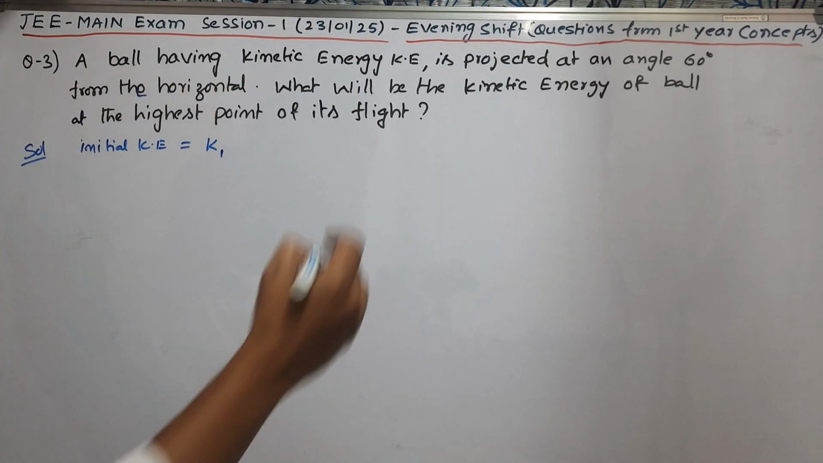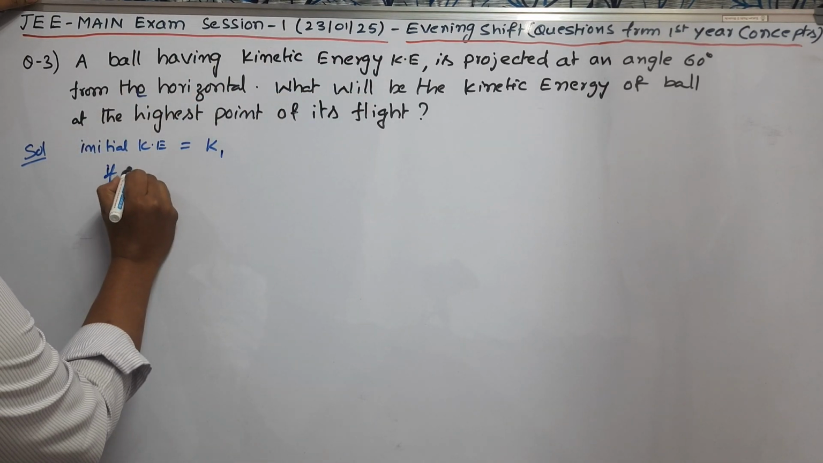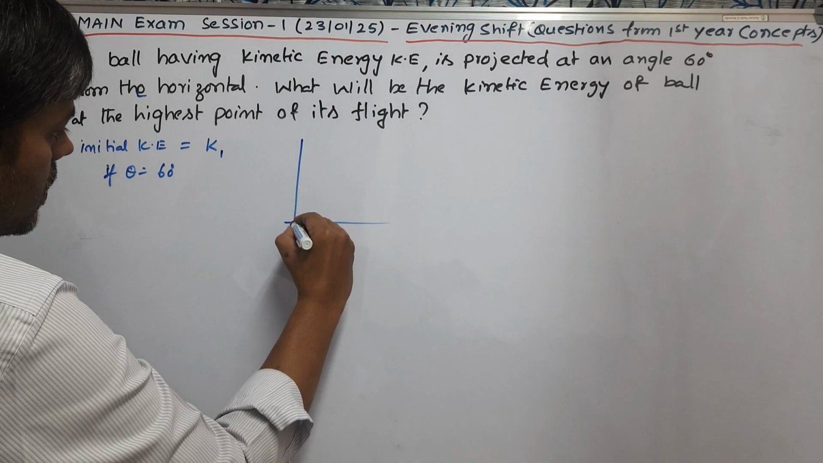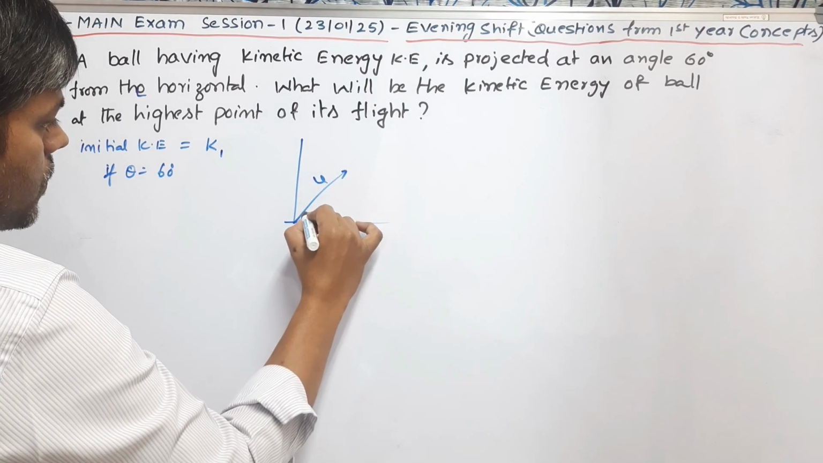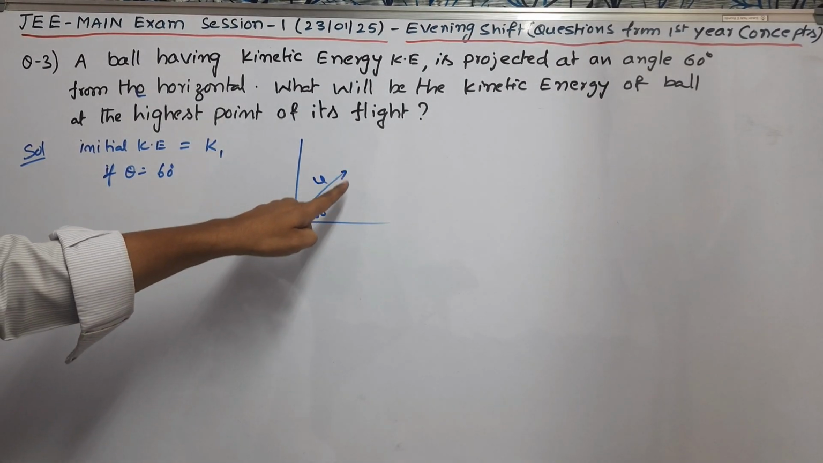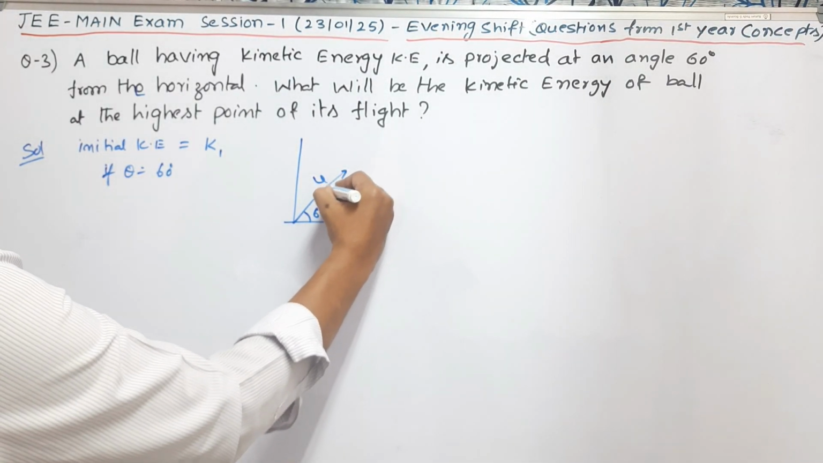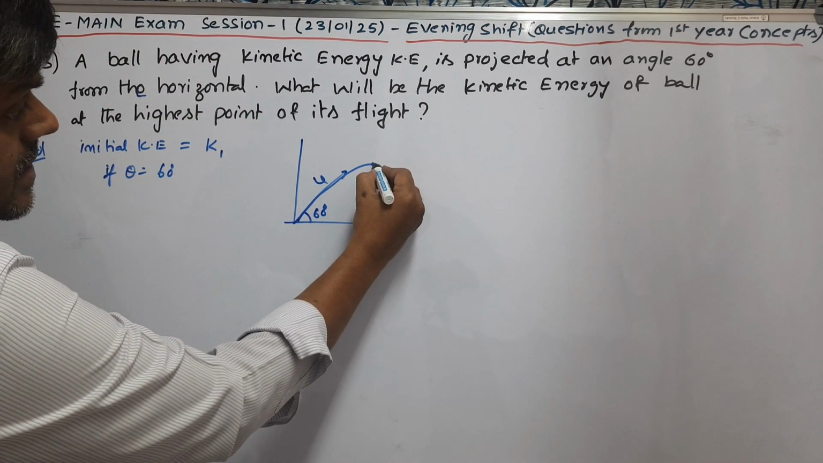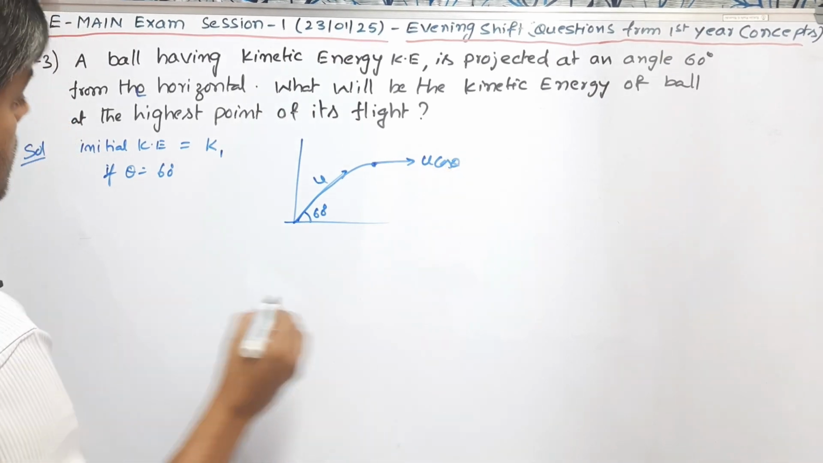Now, it is projected at an angle of 60 degrees with the horizontal, so theta is equal to 60. This is a body projected with some velocity u that makes an angle of 60 degrees. The body moves against gravity, so its velocity gradually decreases and becomes zero at its maximum height. But at that highest point it has some velocity, which is nothing but the horizontal component of velocity, u cos theta.